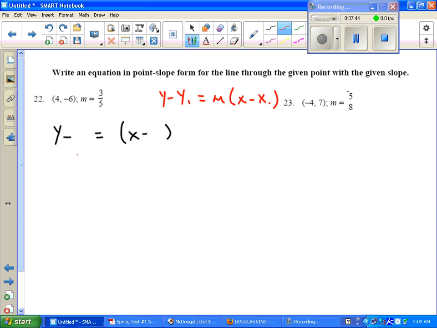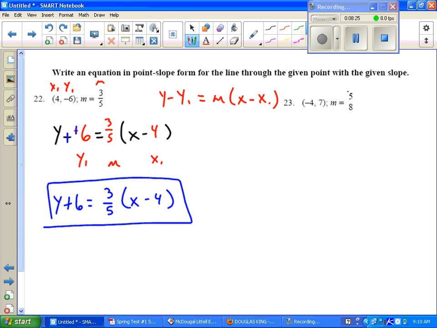So y minus y sub 1, y sub 1's value is negative 6. Y minus a negative 6 equals m's value is next, and m's value given to you is 3/5. Times x minus x sub 1's value is next, and that's minus 4. So you have y minus a negative 6 equals 3/5 times x minus 4. You need to get rid of y minus a negative 6 by making it plus a positive. Your final answer should be y plus 6 equals 3/5 times x minus 4.